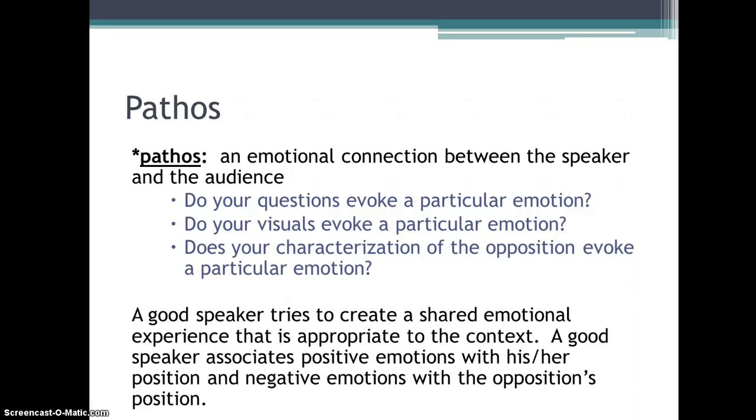Okay, and then just a tidbit on pathos here. The idea is that you would always try to establish positive emotion with you, negative emotion with your enemy or your enemy's position, or the opposite of your position. And by so doing, people are more likely to choose you than the alternative.